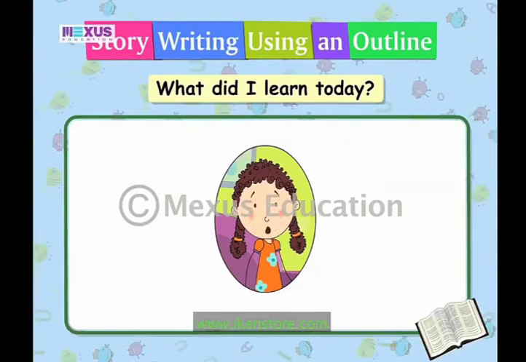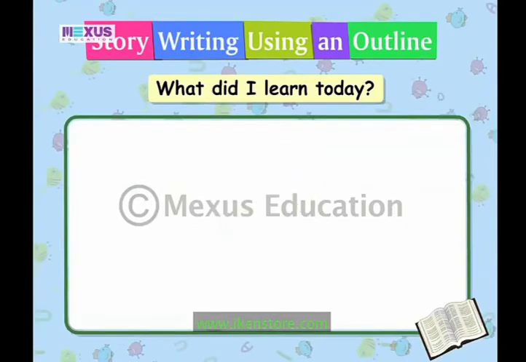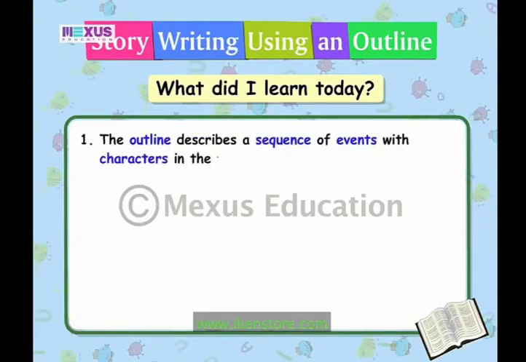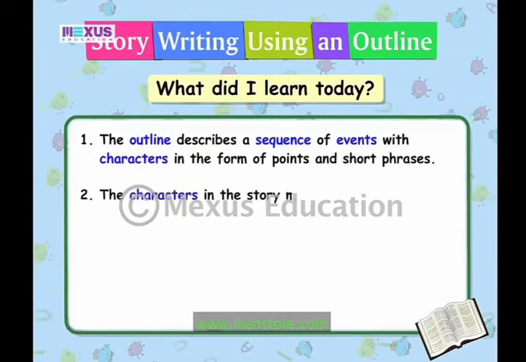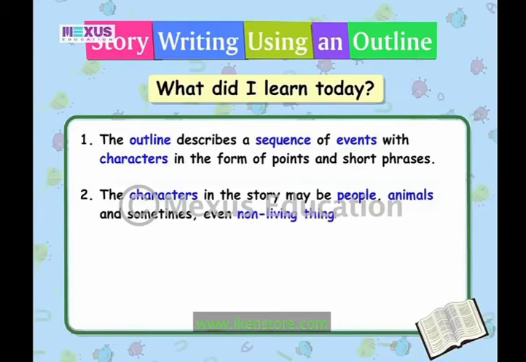A story using an outline. The outline describes a sequence of events with characters in the form of points and short phrases. The characters in the story may be people, animals, and sometimes even non-living things who talk and behave like human beings.